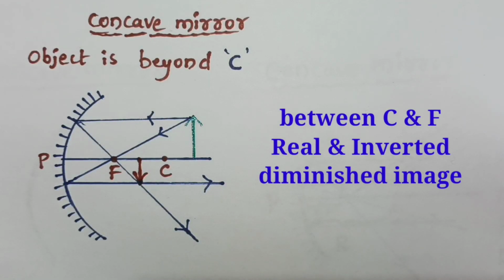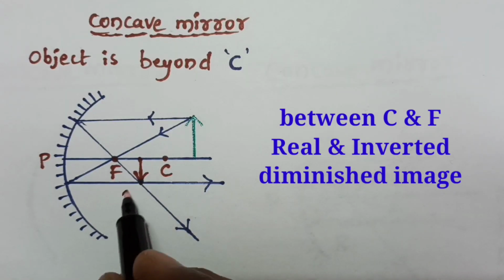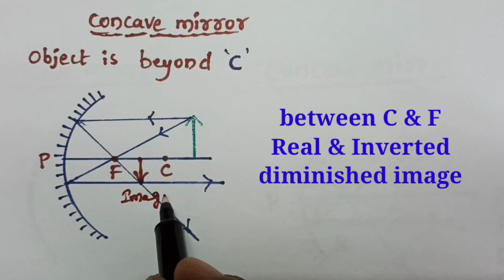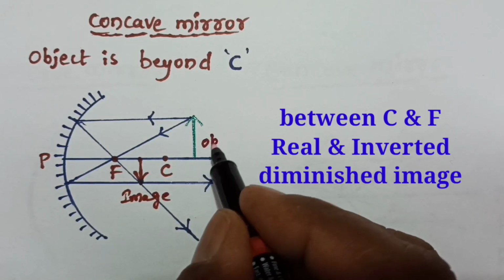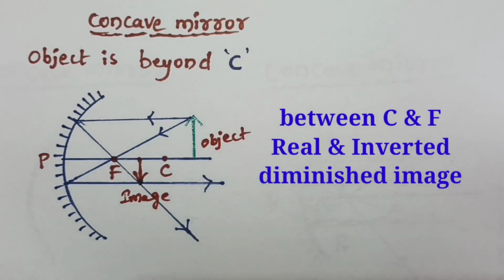The image is formed between center of curvature and focus point. And second, the image is real and inverted. And third, the size of the image is smaller than the size of the object. You can say the image is diminished.